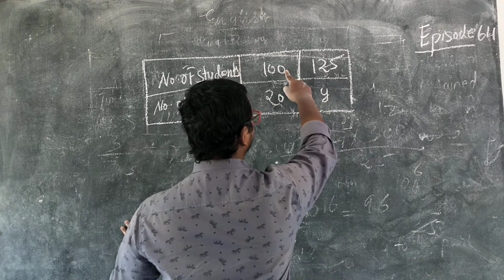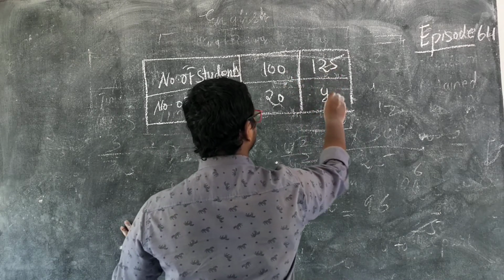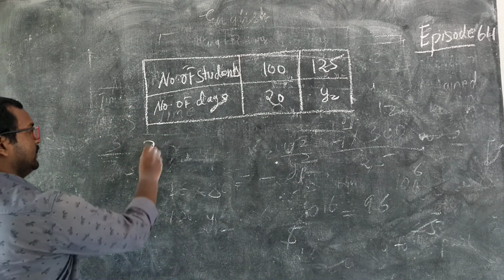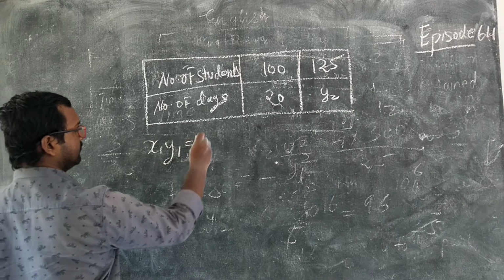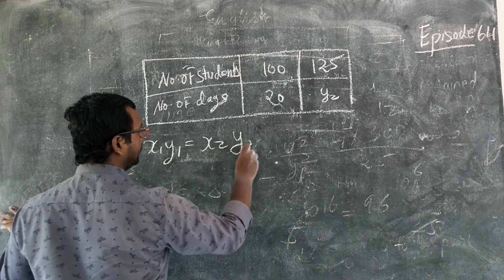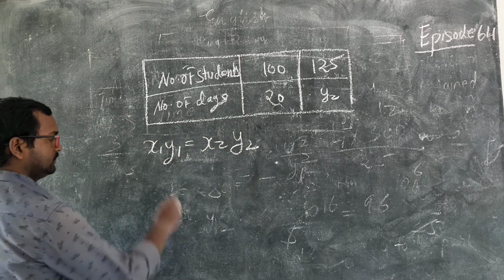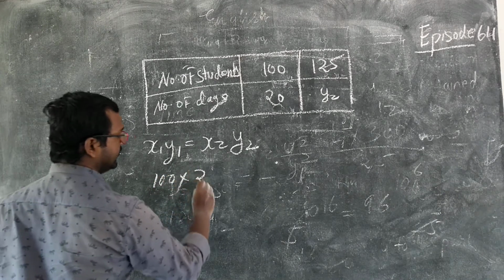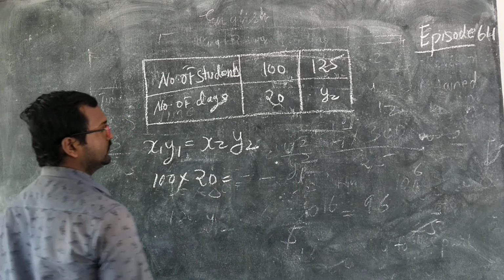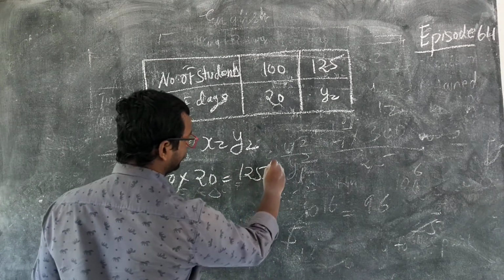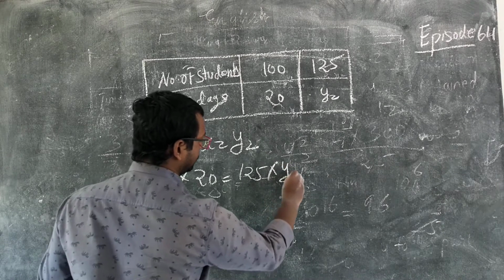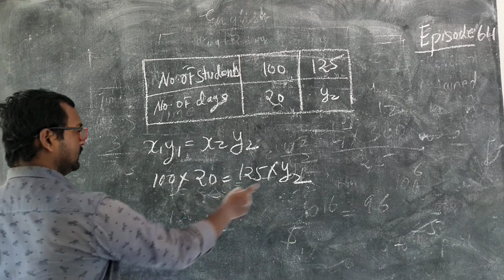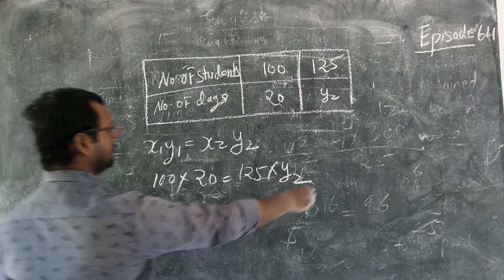So automatically this will reduce. Let's say x1, y1, x2, y2. Okay, now we want to find it. We will apply the inverse proportion: x1 y1 is equal to x2 y2. So x1 is how much? 100. y1 is how much? 20. x2 is how much? 125. y2 is how much? We have to find y2, so we will keep y2 there.